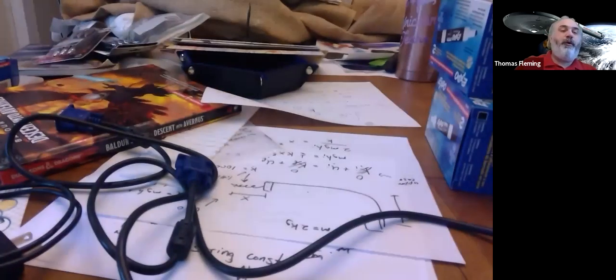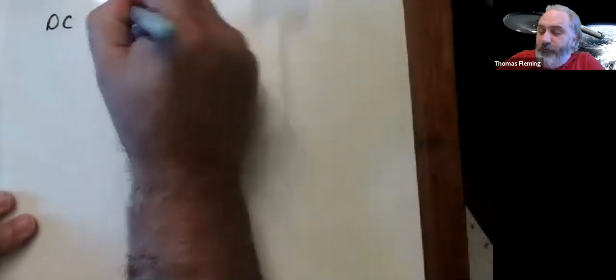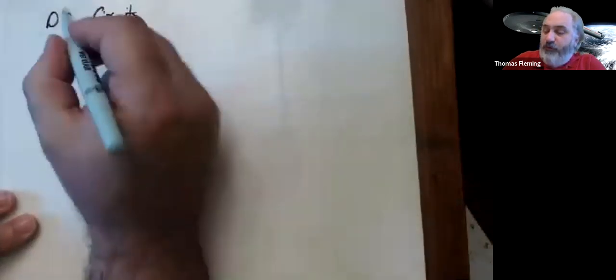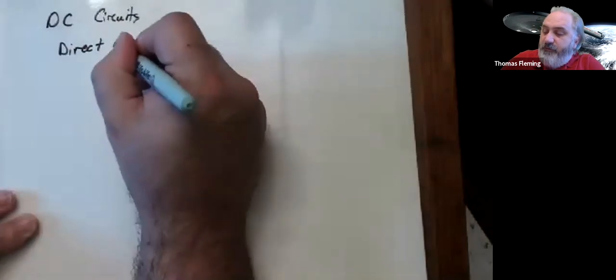So let's see if we can make sense of alternating current and some of the terminology that gets used in reference to it. So far we've been referring to what we call DC circuits, where DC, of course, stands for direct current.